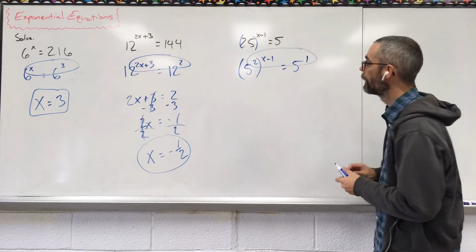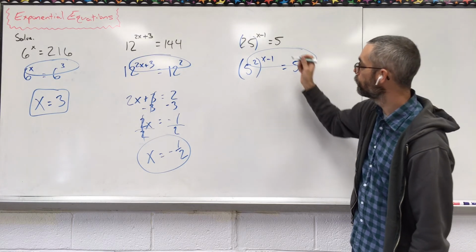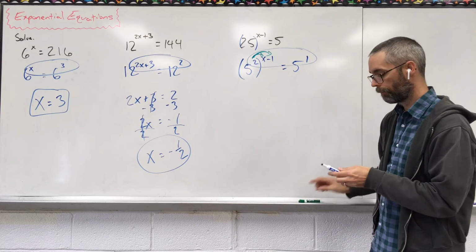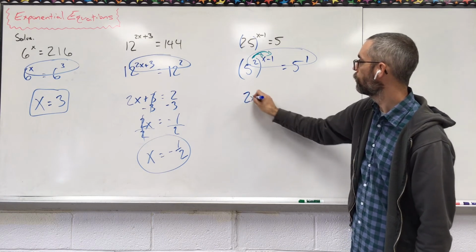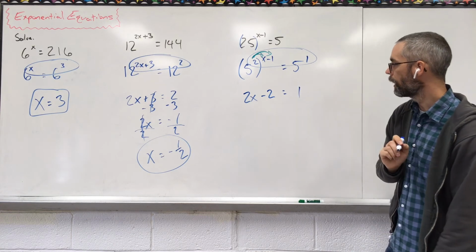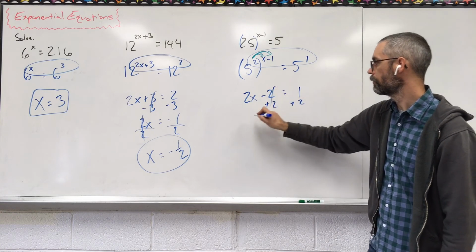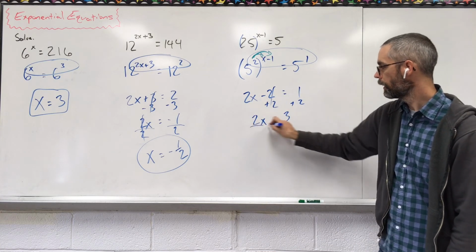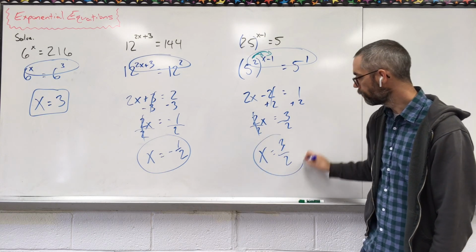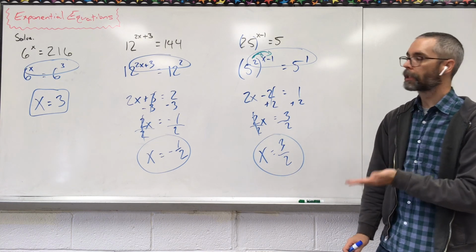I have to combine this 2 with the x minus 1. And what I'm going to do is distribute that 2 to everything. So instead, we now get 2x and then minus 2 equals our other side, just 1. Now get x alone. Inverse operations, plus 2, 2x equals 3, divide by 2, x equals 3 over 2. It's a fraction. Who cares? We figured out what x is. That's solving exponential equations.